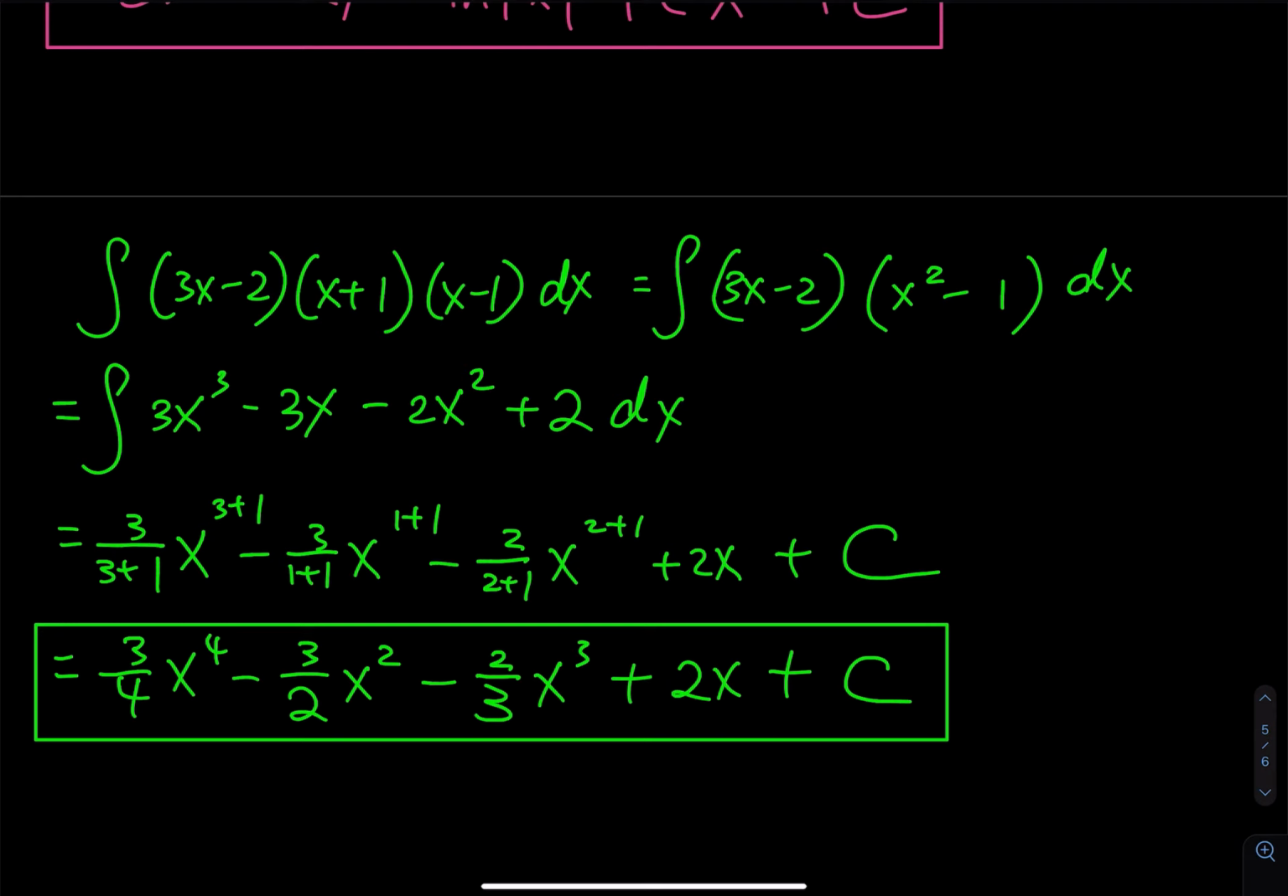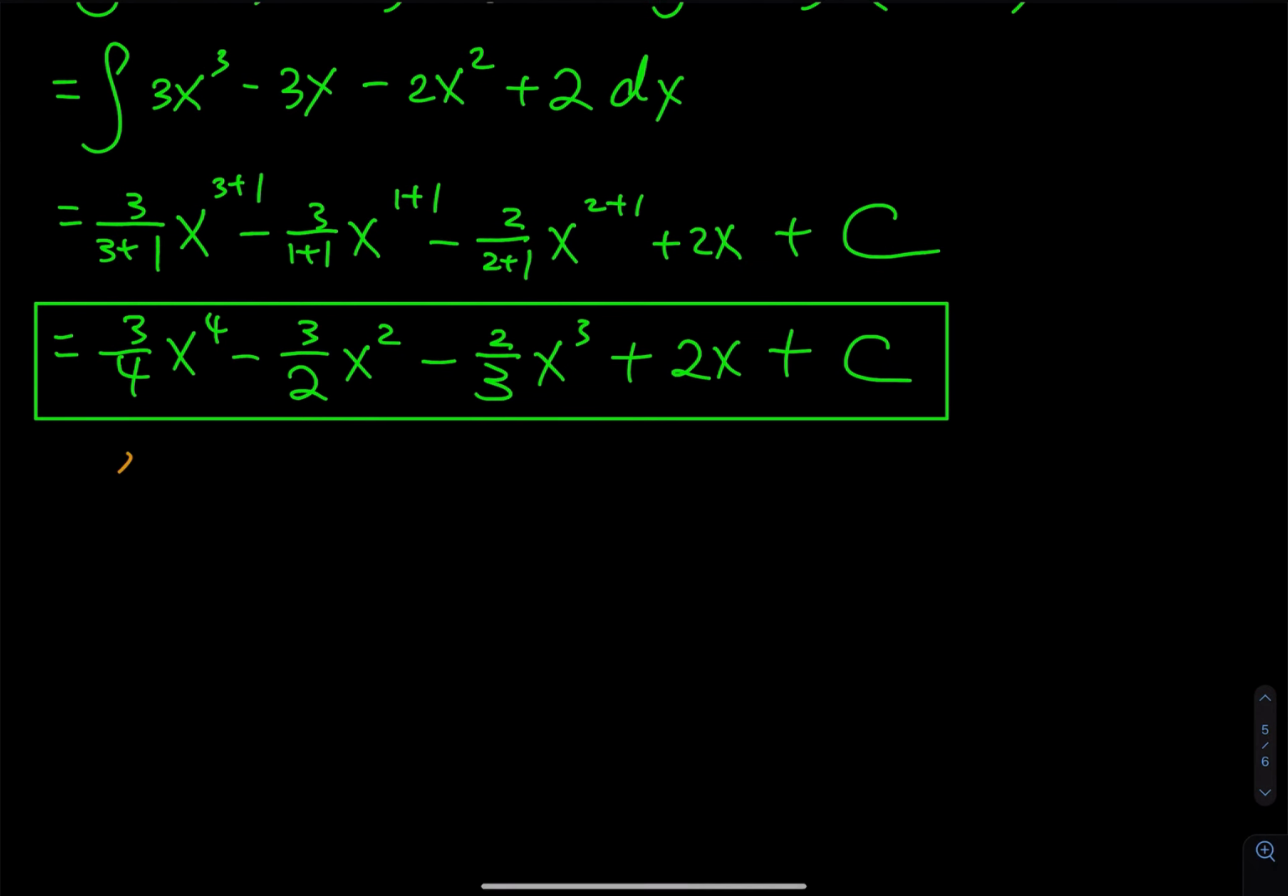Okay, the last one. The last one has a lot of work. So the last one is right over here. We have the integral of 1 divided by 2x minus 1 to the 4th power dx.